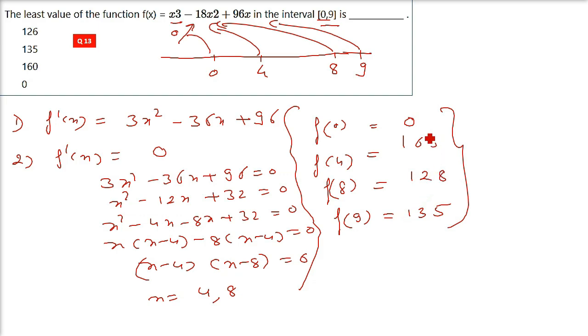0. Minimum is 0. If the question would have been the highest value of the function, it would have been f(4), which is 160. So this question is a classic example of a different question that we have already done. So this is the least value, which is 0 in this case. This is your answer, okay?